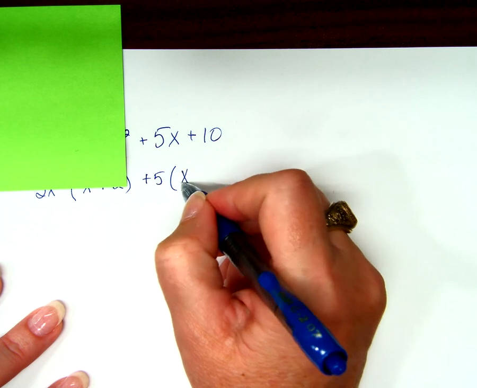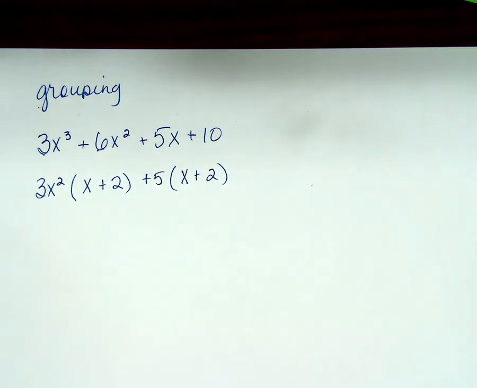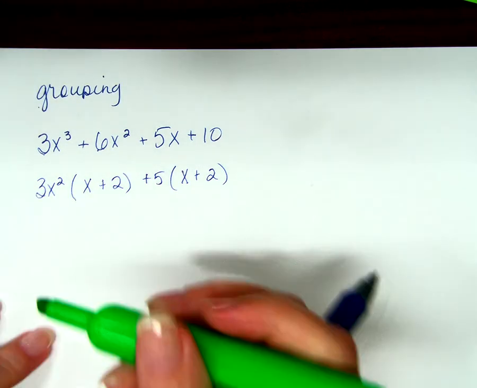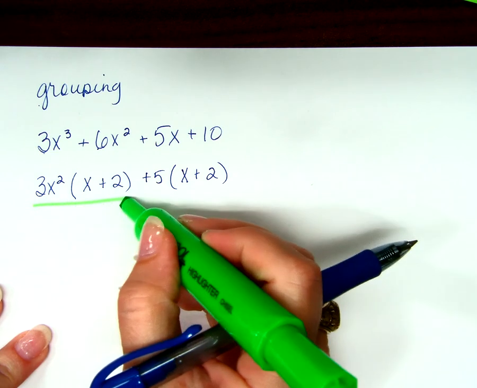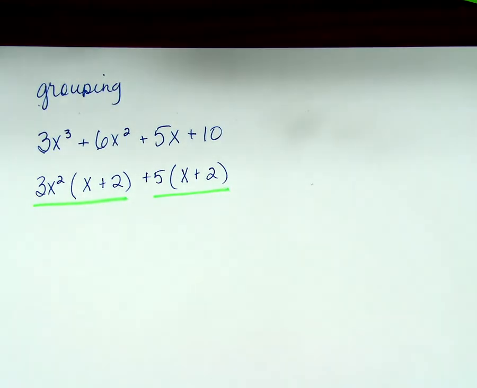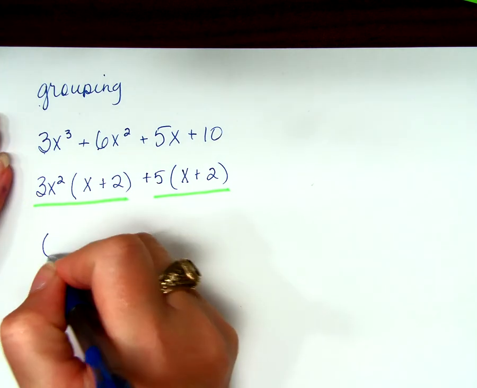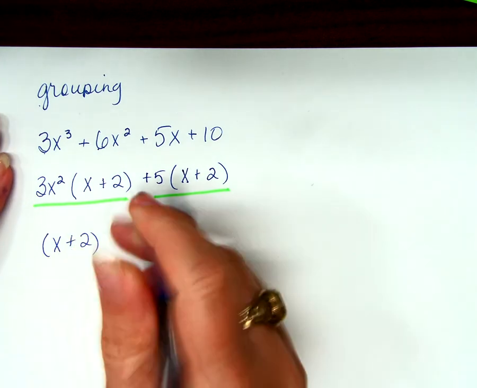x plus 2. Now, do you see the magic thing that just happened? Don't they both have an x plus 2? Here's what I mean. This is 1 term. This is 1 term. Is there a common factor in these 2 terms? x plus 2. If I factor out an x plus 2 from the first term, what's left?